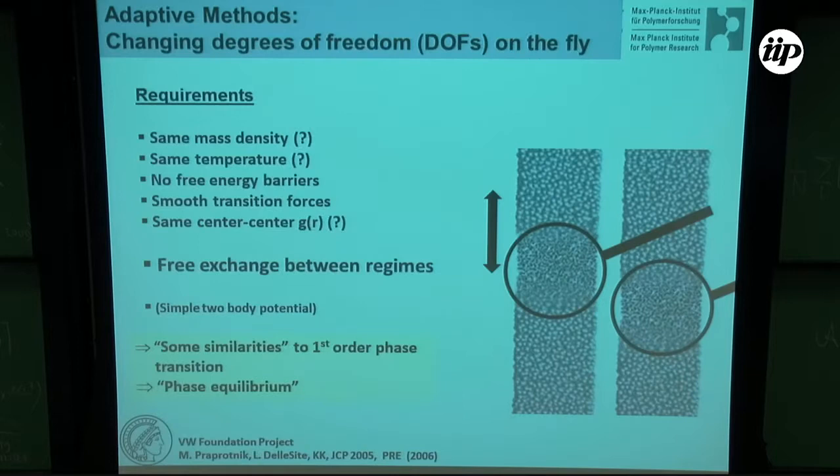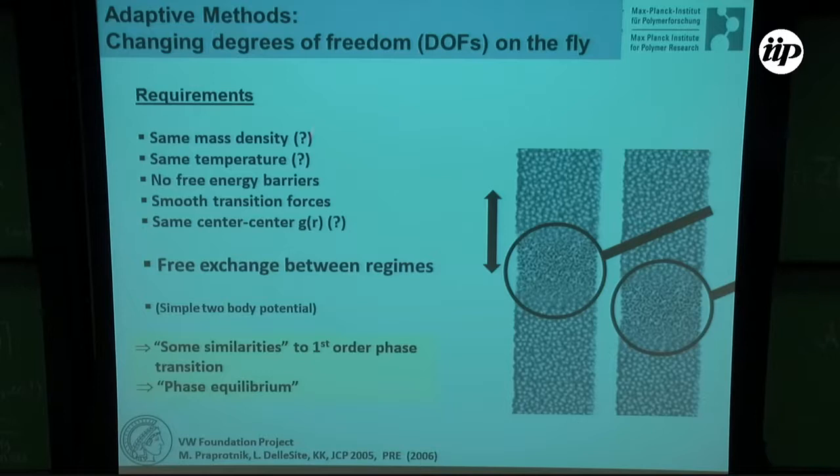So the requirements for this are, and the question marks here denote parameters or properties which in the end, at least for some cases, we can release. But let's start with that. If I have this coarse-grained simulation, I would like to have, of course, the same mass density here and here, because otherwise it doesn't make sense to look and then zoom in. It should have the same temperature. Most important, there should be no free energy barrier for a particle diffusing from here and becoming all-atom and going out and becoming coarse-grained again. This is, of course, a crucial point. I need smooth transition forces. I need the same center-center g(r). That is also clear if I want to do it like this.